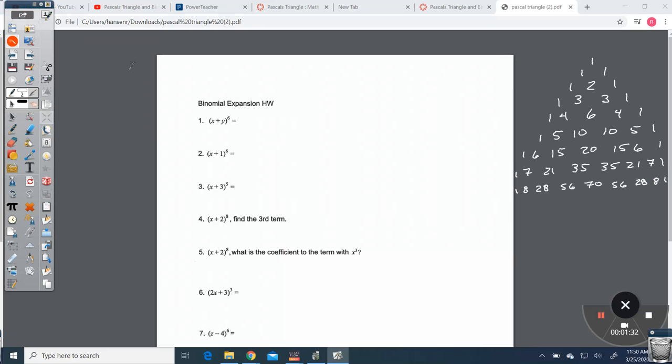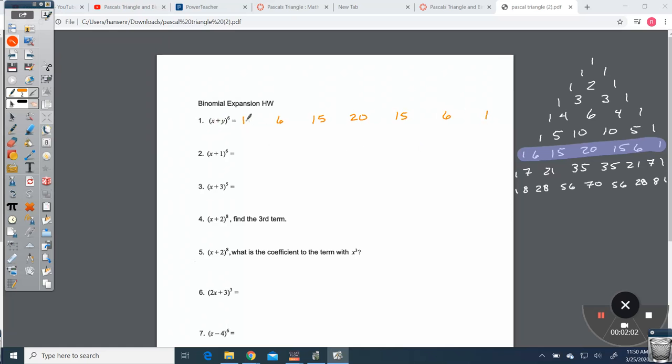All right. So (x plus y) to the 6th, because that is to the 6th power, I want the one that has the 6 right there. So that's the row that I want. So that means my coefficients are going to be 1, 6, 15, 20, 15, 6, and 1. So those are my coefficients.